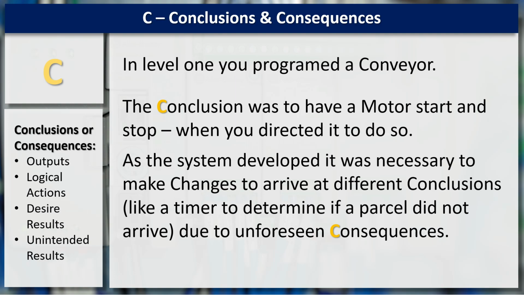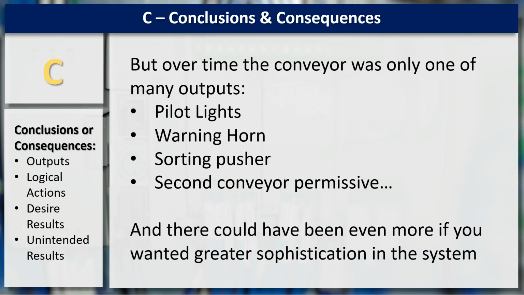I know this sounds an awful lot like putting the cart before the horse, but work with me for a minute. In level 1, you programmed a conveyor. The conclusion of anything you did was to have a motor start and stop when you directed it to do so through logic. As the system developed, it was necessary to make changes to arrive at different conclusions, like a timer to determine if a parcel did not arrive due to unforeseen circumstances or consequences. But over time, the conveyor was only one of many outputs. You had pilot lights, a warning horn, a sorting pusher, a second conveyor permissive, and there could have been even more if you wanted greater sophistication in the system. All of them always begin with: what do you want it to do?